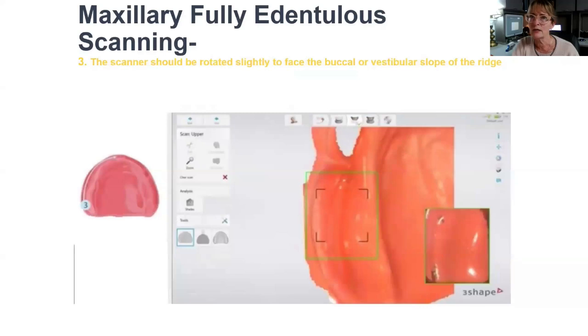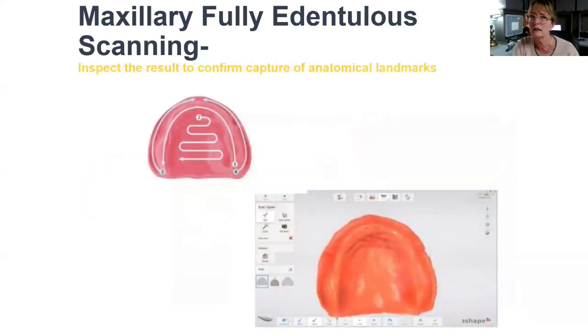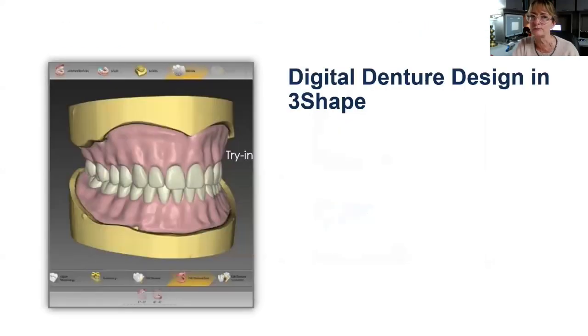And my best recommendation is to go slowly, slow and steady. Here's an example I wanted you to see of inappropriate scans, right? Scans that were not acceptable. They were not good enough for the laboratory to fabricate the immediate denture and a removable partial denture.